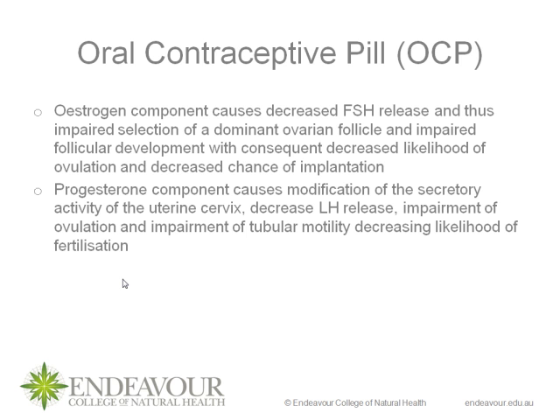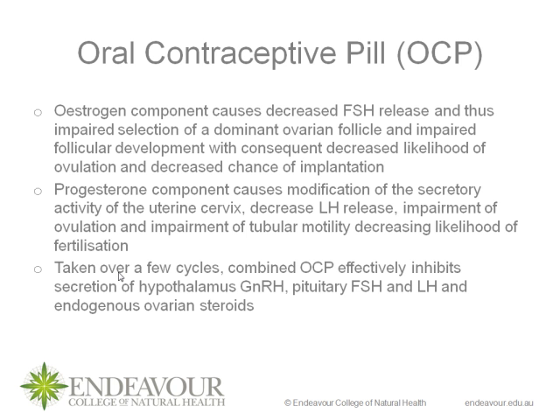The progesterone component in the pill modifies the secretory activity of the uterine cervix. It also decreases luteinizing hormone release from the pituitary and therefore impairs further any ovulation. In addition, it will impair the motility in the oviduct or fallopian tubes, and all in all this decreases the likelihood of fertilization. So taken over a few cycles, the contraceptive actions of the oral pill become more obvious.